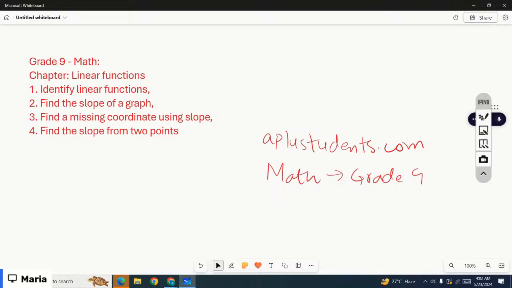There you can find a list of the chapters. We're going to start linear functions, and the lessons we're going to cover today are identify linear functions, find the slope of a graph, find a missing coordinate using slope, and find the slope from two numbers. So please make sure you have your notebook and pencil so that you can note down the important examples and definitions as well.